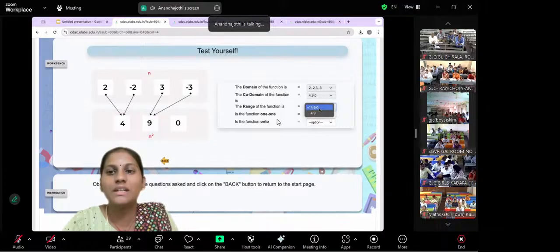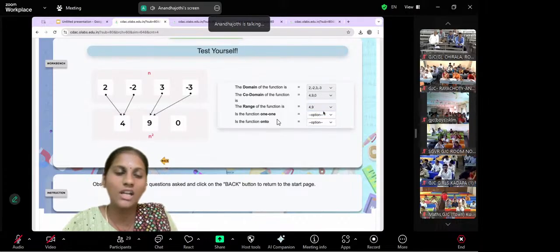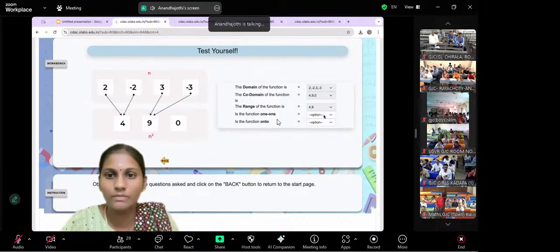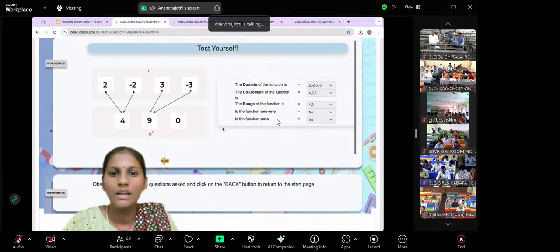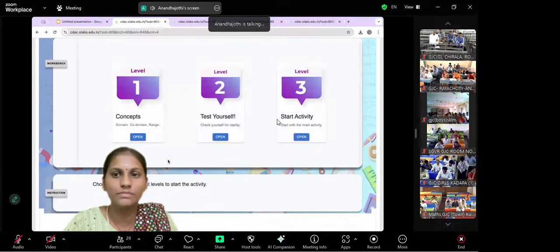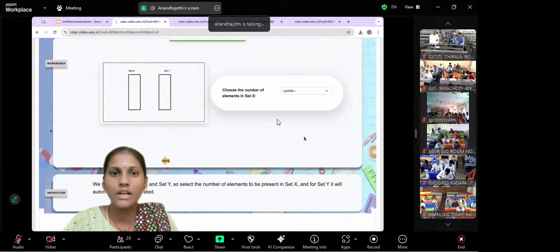What happens if we click the wrong one? It will be indicated as a red line, or sometimes directly a wrong answer banner will be shown. Is this 1 to 1? No. Is it onto? No. Okay. Likewise, the simulation goes on, and then the start activity. Here.